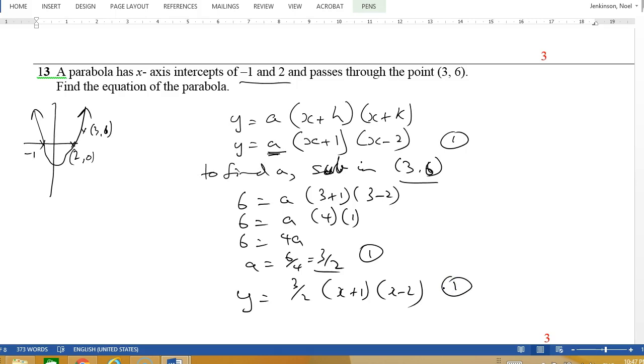That page was determining quadratic rules from given information, or it could be from a graph, depending, and the exercise is 3K, should you wish to do any extra work on that.